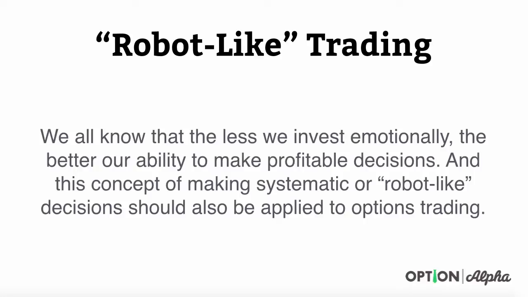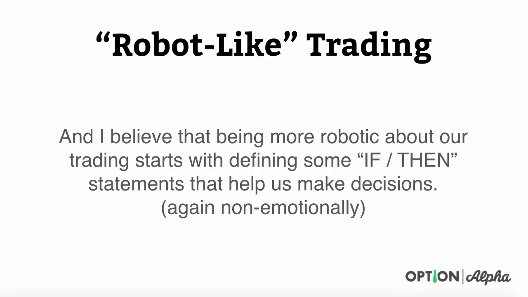And again, this concept of making systematic or robotic-like decisions should always be applied to options trading in particular. Now, I believe that being more robotic about our trading starts with defining some if/then statements that help us make decisions. And again, this is non-emotional decisions that we're making. And this is how computers make decisions for the most part. If you press this key, I will show this letter on the screen, right? It's always an if-then. And so as many times as we can make if-then statements about decisions that we should be making with regard to trading, we'll become better at and more successful doing it.